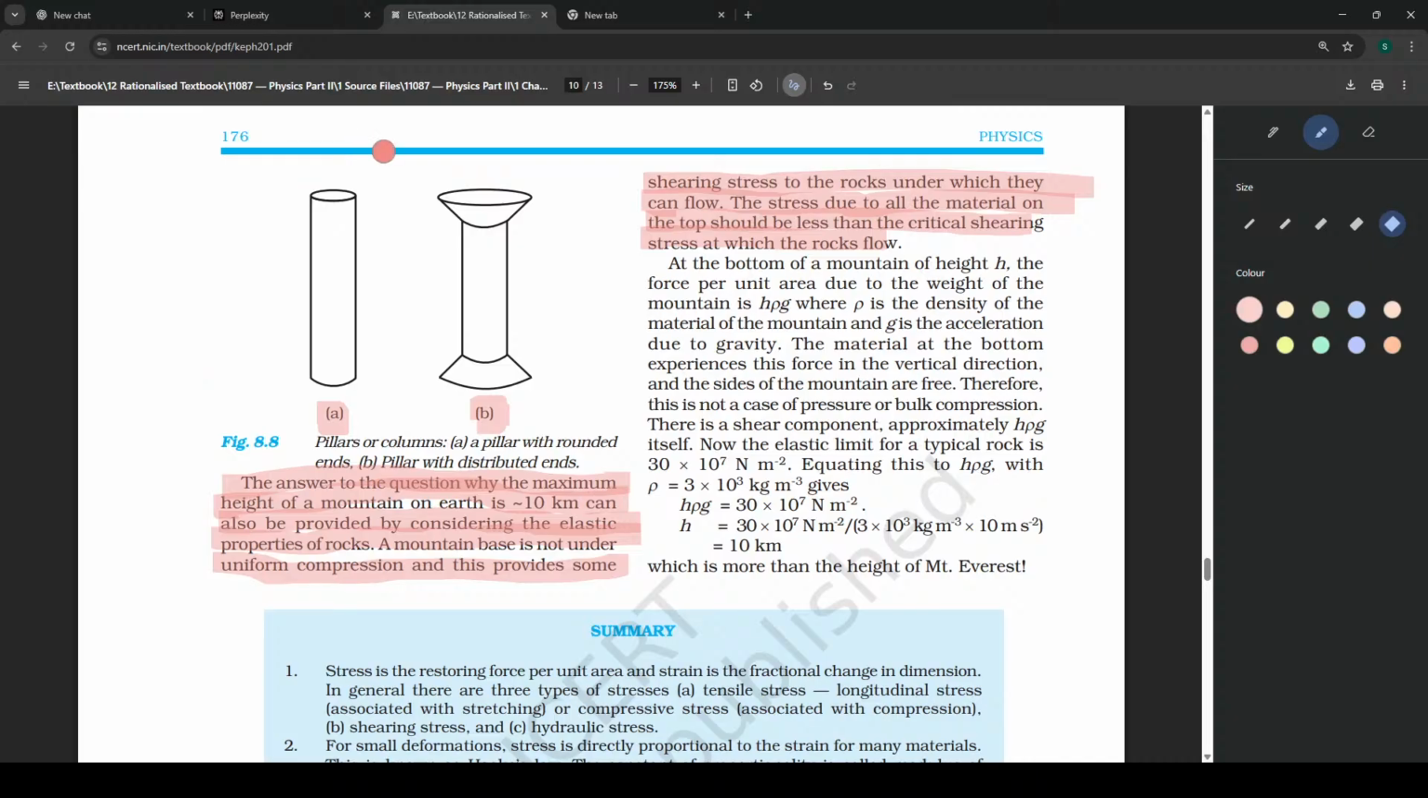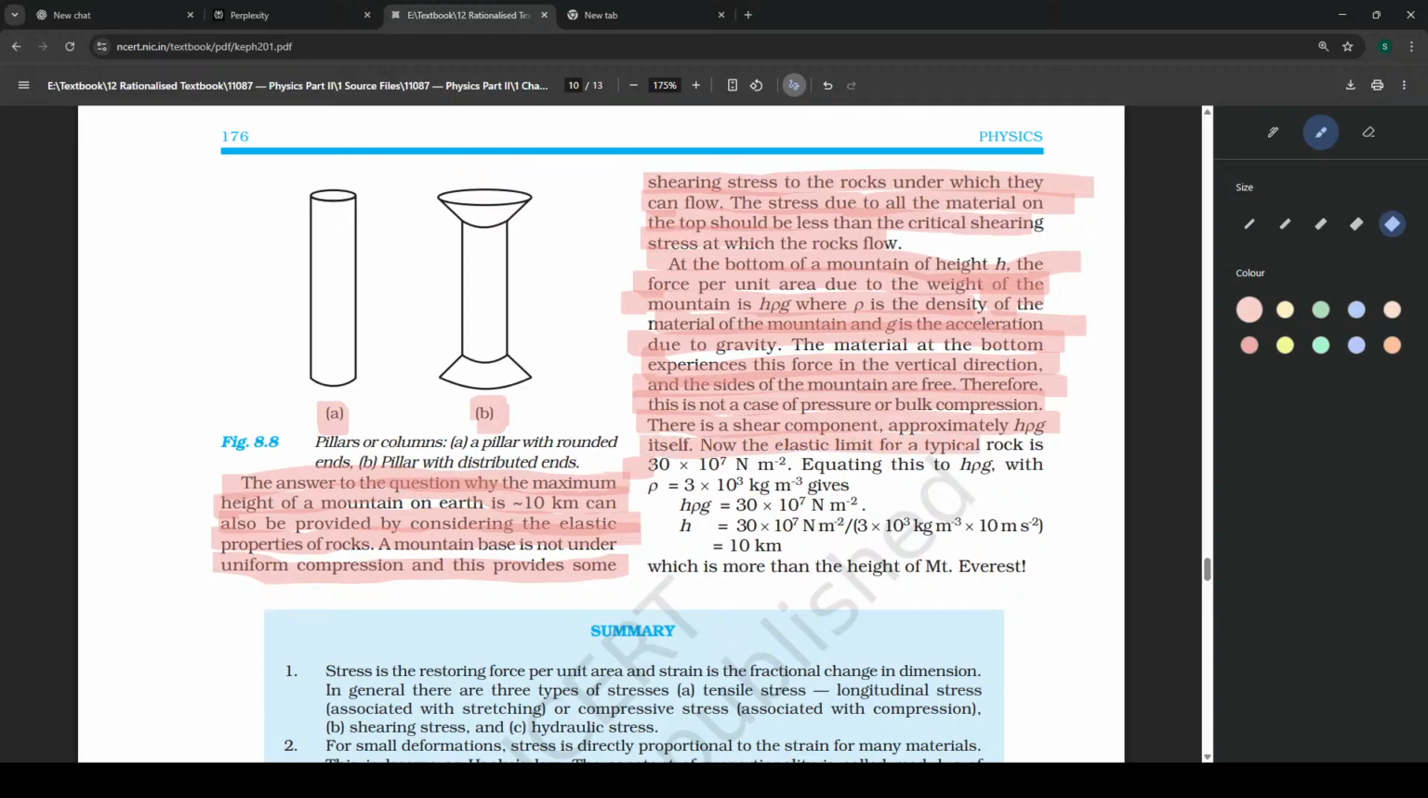At the bottom of a mountain of height h, the force per unit area due to the weight of the mountain is h rho g, where rho is the density of the material of the mountain and g is the acceleration due to gravity. The material at the bottom experiences this force in the vertical direction and the sides of the mountain are free. Therefore, this is not a case of pressure or bulk compression. There is a shear component of approximately h rho g itself.